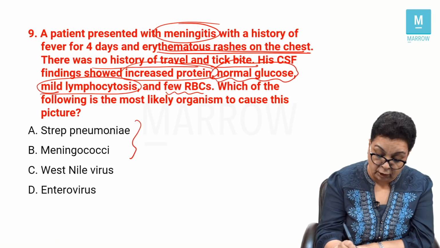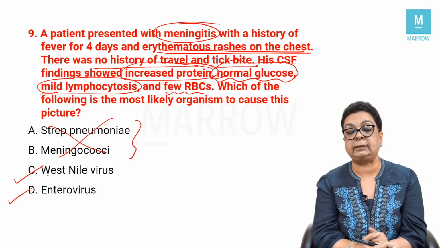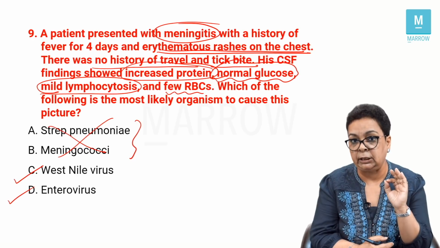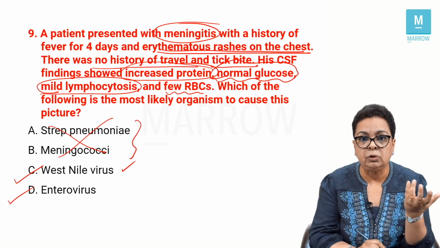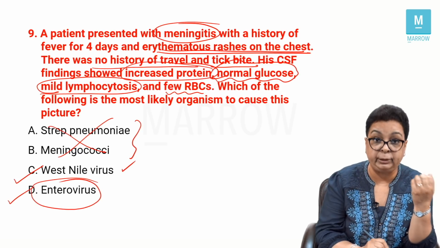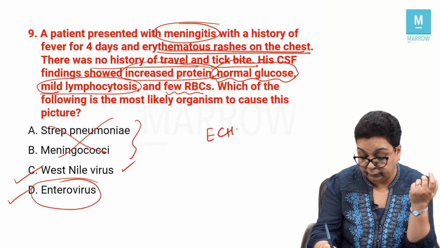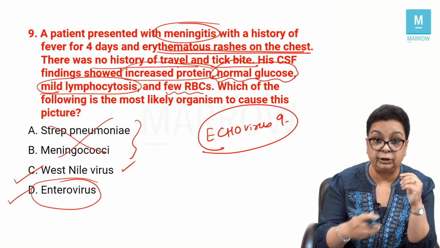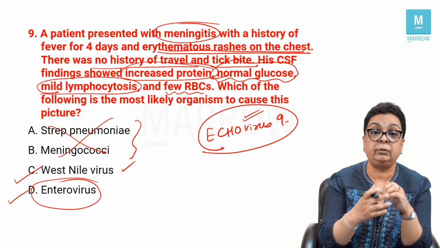So of course these two are immediately ruled out. Options are West Nile virus and enterovirus. For your knowledge, West Nile encephalitis is reported in India. So yes, this could be a cause. But what is our answer? It is the most common cause of aseptic meningitis. Of course, our answer is going to be enterovirus. And especially Echovirus 9. Echovirus 9 is especially associated with a rash, right? So that is what is mentioned, and likely answer is this one.